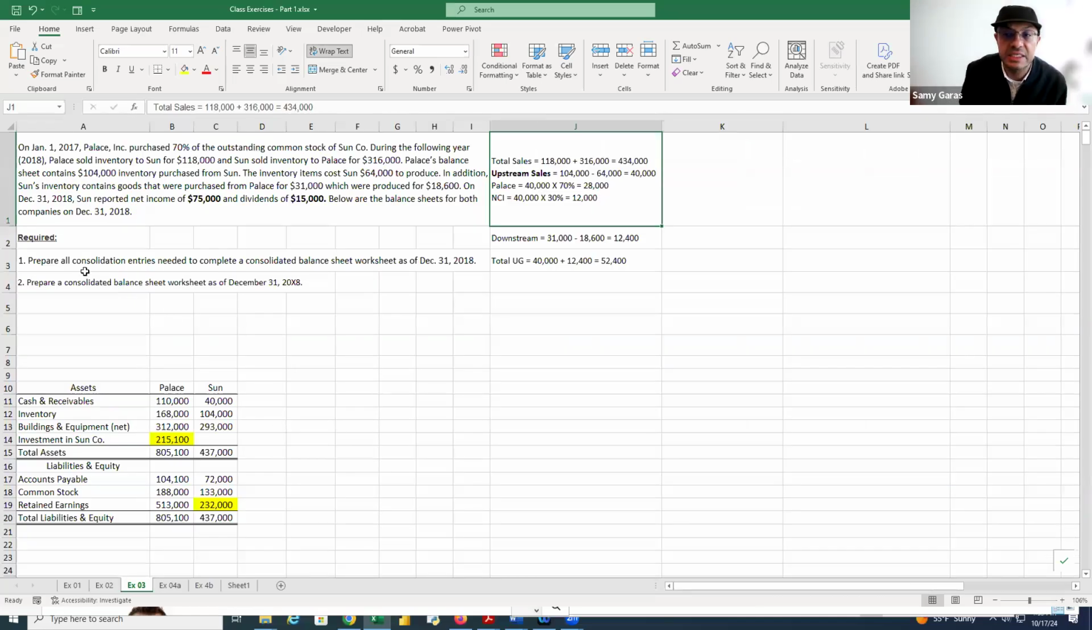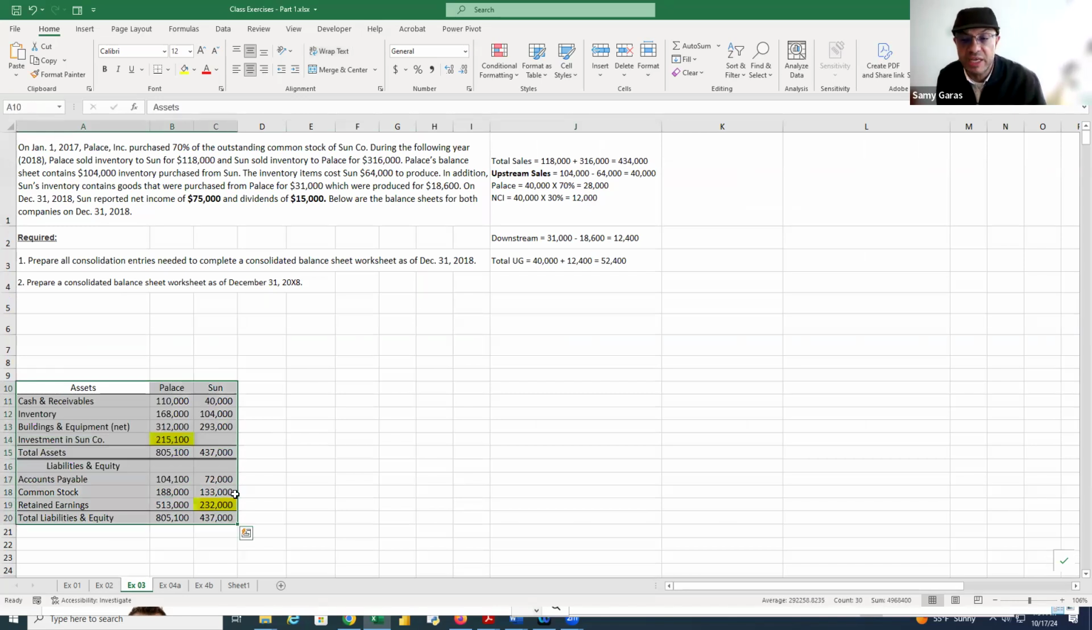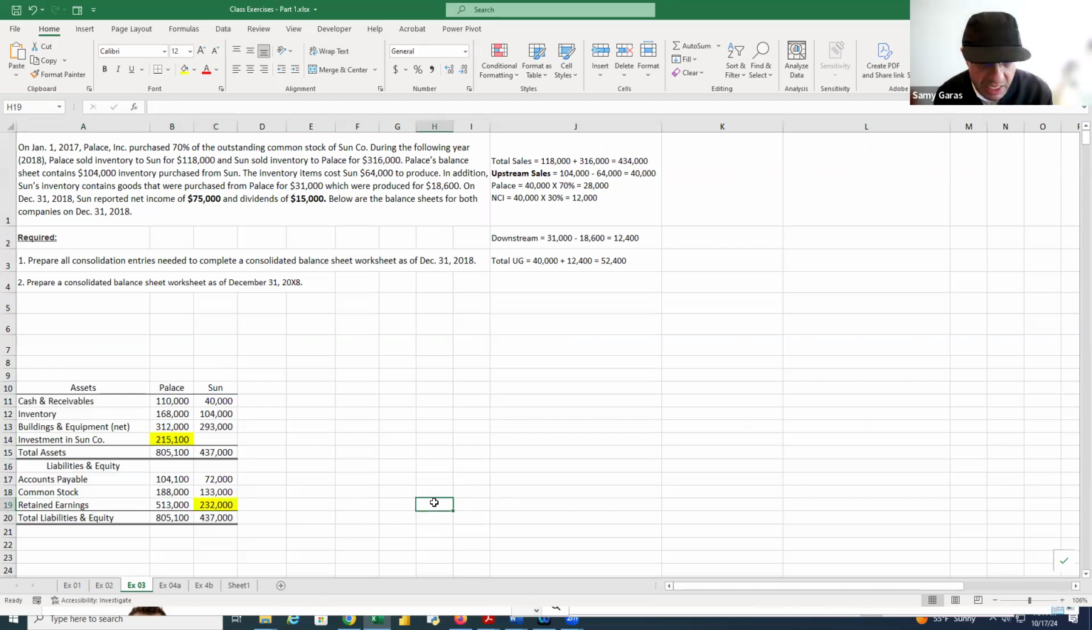If we go back here, it says prepare all consolidation entries. This is the reason in that example, you will not see the journals. We have it in examples 1 and 2. And here is the balance sheet at the end of the year. Now we see here the retained earnings, 232 at the end of the year, which means the ending balance of the retained earnings, 232. Now I need to get the beginning balance of retained earnings.